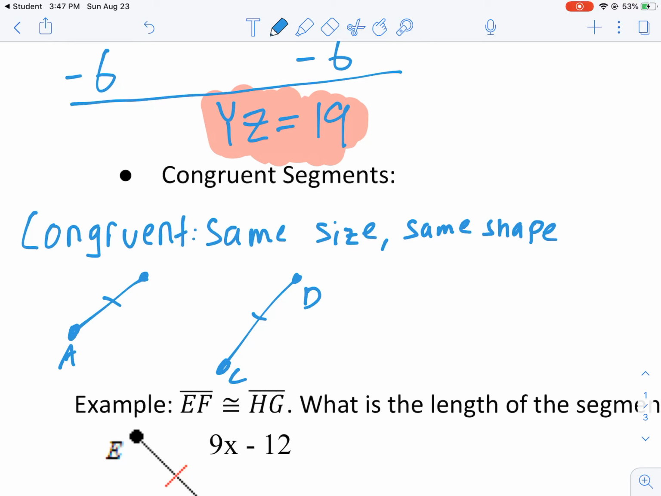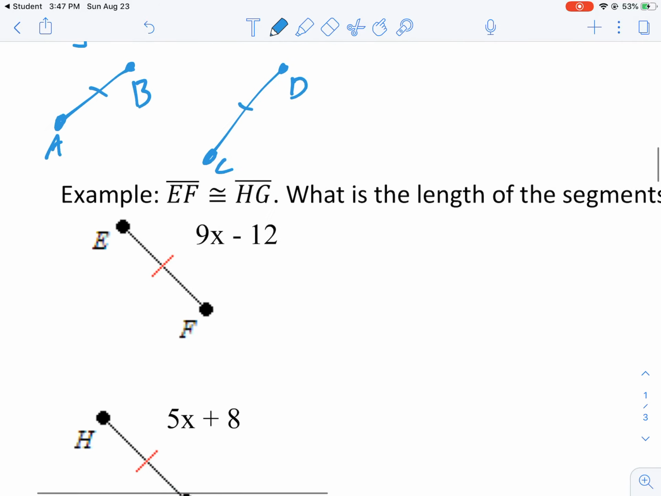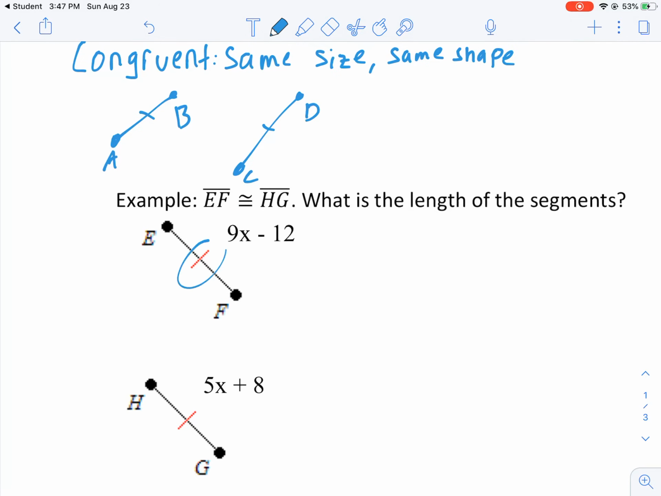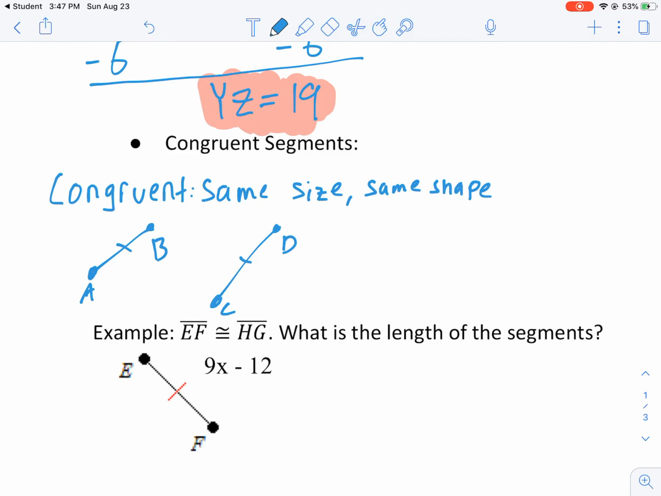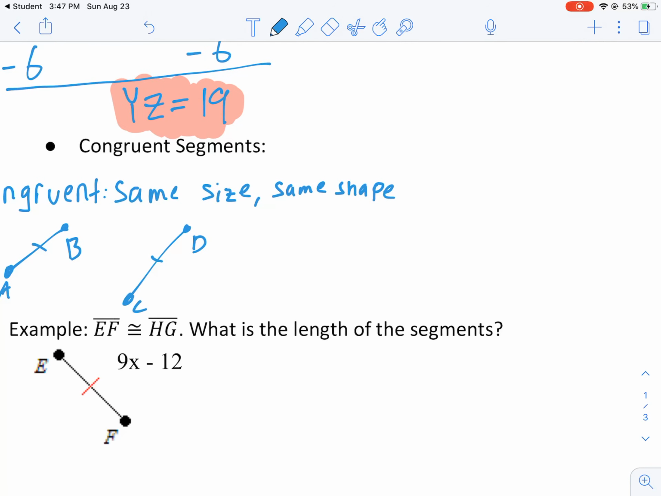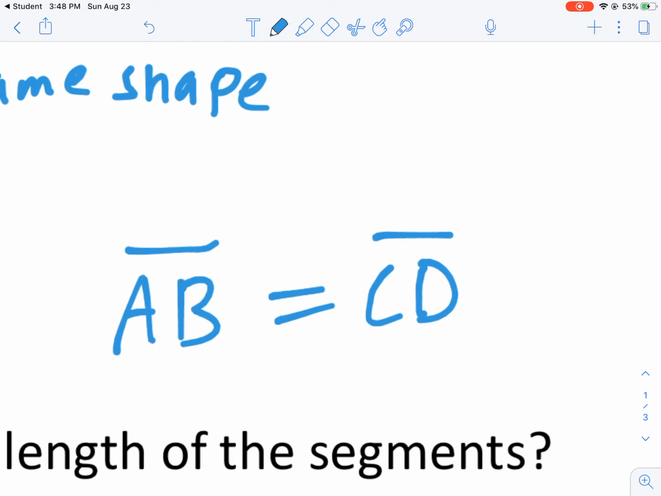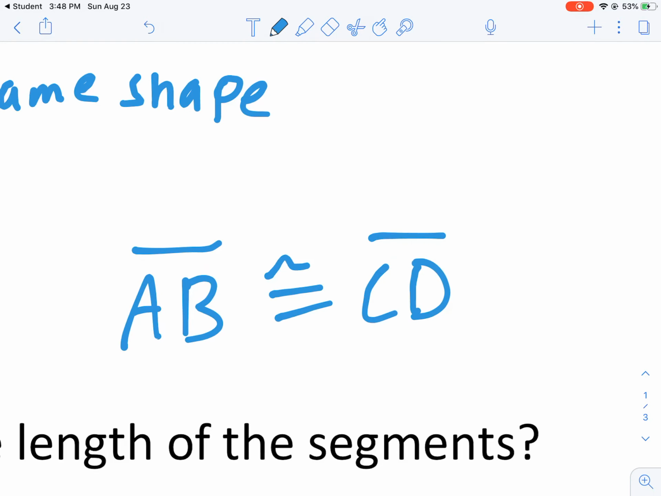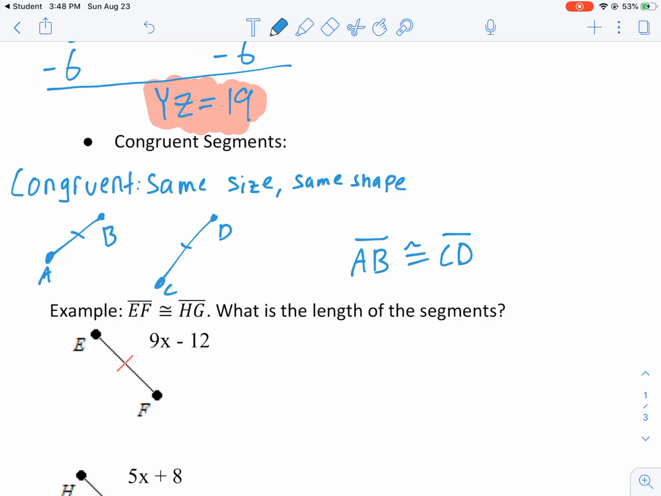So if you're looking at a picture, like for example, our example, right? These lines right here mean that the segments are congruent. And so the symbol for congruence is not just an equal sign, okay? It's an equal sign with a little squiggle on top. All right, so that means congruent. So that's another way I could tell you. I could just tell you, AB is congruent to CD.